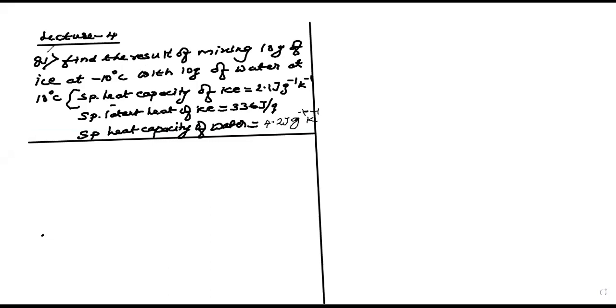Now, here is question number one, children. Today's lecture number 4, question number 1. Find the result of mixing 10 gram of ice at minus 10 degrees Celsius with 10 gram of water at 10 degrees Celsius. Try to understand the question. Find the result of mixing. मतलब क्या होने वाला है? Result. If you mix 10 gram of ice at minus 10 degrees Celsius with 10 gram of water at 10 degrees Celsius, please try to understand, children.